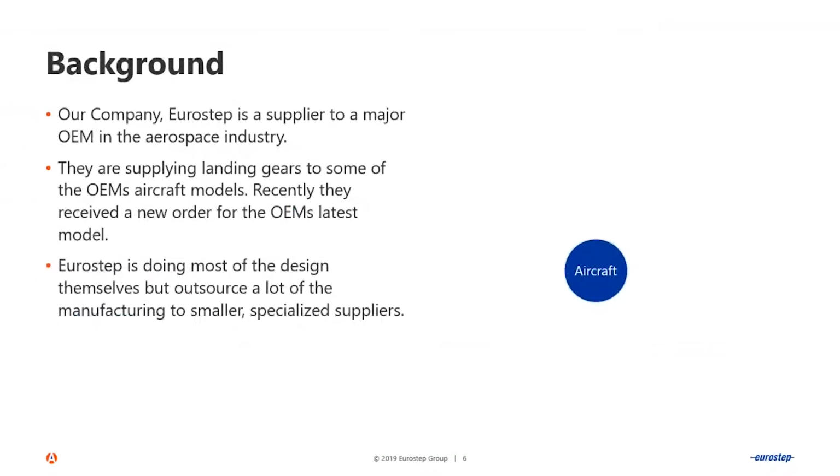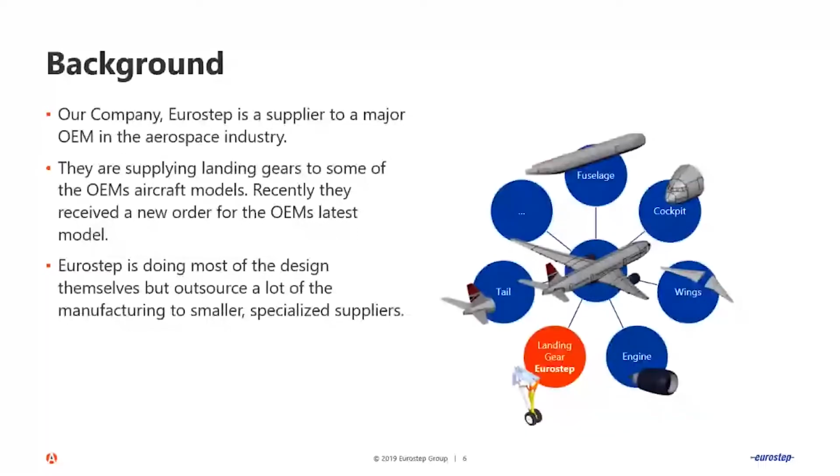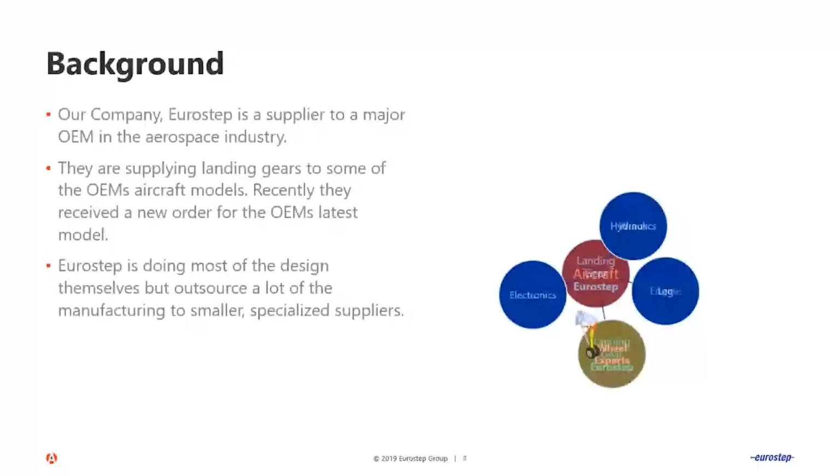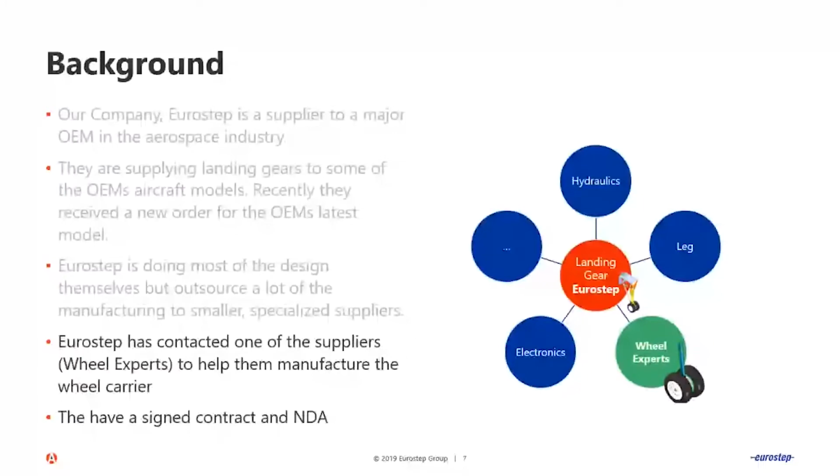So in this demonstration, our company, in this case Eurostep, is a supplier to a major OEM in the aerospace industry. We're supplying landing gears to some of the OEM's aircraft models. And recently, they received a new order for the OEM's latest model. Eurostep is doing most of the designs themselves, but outsources a lot of the manufacturing to smaller specialized suppliers. Eurostep has contacted one of the suppliers, Wheel Experts, to help them manufacture the wheel carrier. And they have a signed contract and NDA.